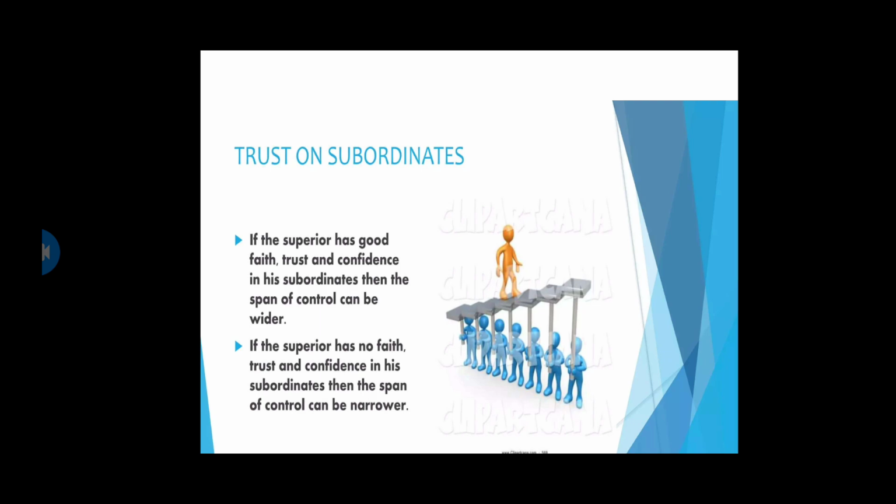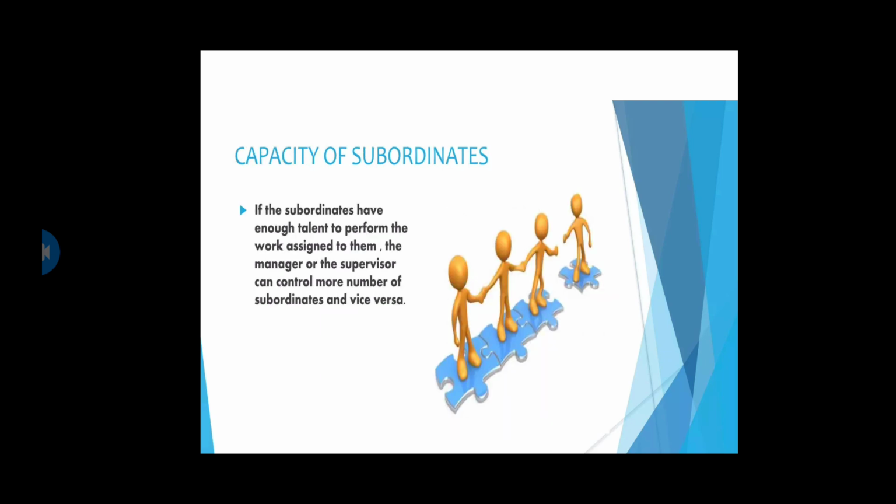The next is trust on subordinates. If the subordinates are trustworthy enough that the manager can rely on them without much tension or chaos, then in that case also wide span of management can be followed. The next is capacity or capability of subordinates. If they are capable enough to handle things without much interference of the manager or superiors, then the wide span of management can be adopted.